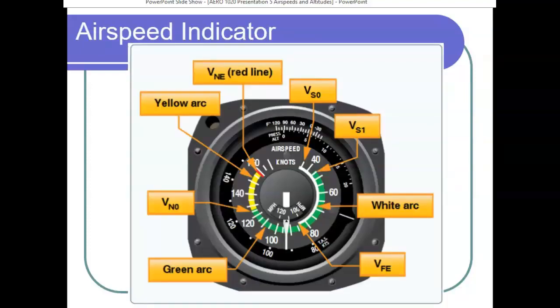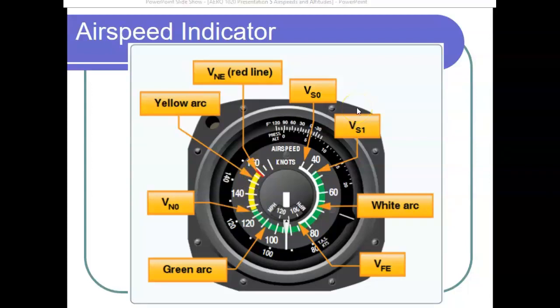So remember, the airspeed indicator is color-coded. The white arc on the airspeed indicator is the flap operating range. That's the range of speed that you can operate with your flaps extended. The green arc is the normal operating range. The yellow arc is the caution range. You only want to operate in that range in smooth air. And then the red line is the never exceed speed.